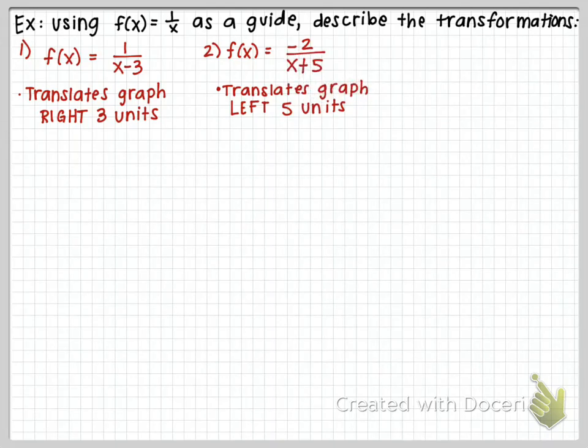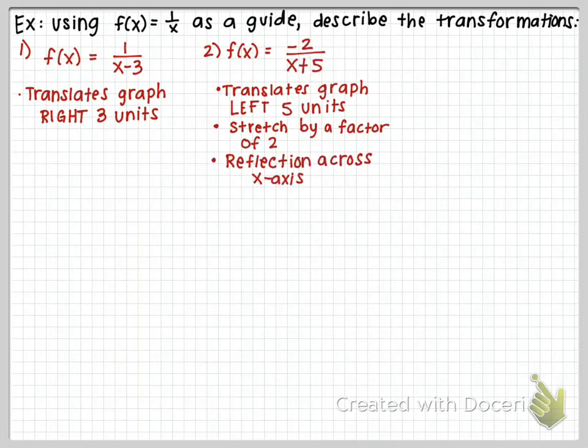Okay. Now let's look at the 2. Stretch by a factor of 2, right? Because 2 is greater than 1. And remember that negative on the outside means reflection across the x-axis.